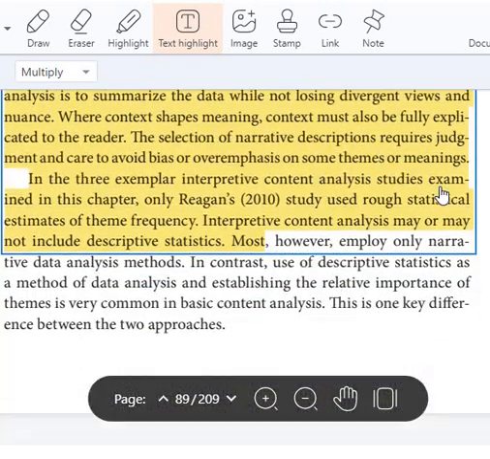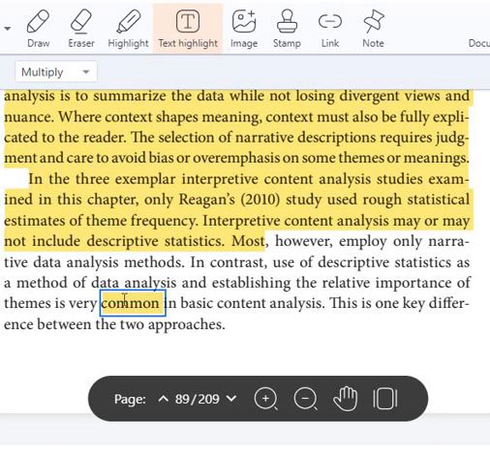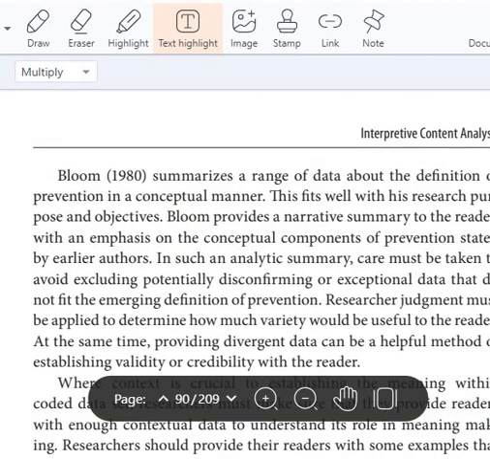It says that, in contrast, use of descriptive statistics as a method of data analysis and establishing the relative importance of themes is very common. So actually statistics are common here. No, it's common in basic. This is one key difference between the two approaches. Let's go on with Bloom. Bloom summarizes a range of data about the definition of prevention in a conceptual manner. Okay, let's go down there.